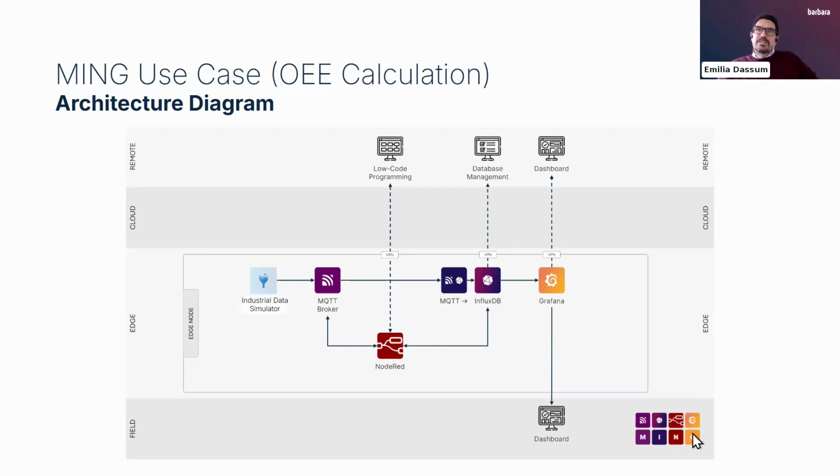And why do we call this architecture a MING architecture? Because we are using, as you can see here, MQTT, which is the M, InfluxDB for I, Node-RED for N, and Grafana for G. That is the MING letters that you can see here. This is a really common architecture used in the industrial world. So let's go back to our panel.